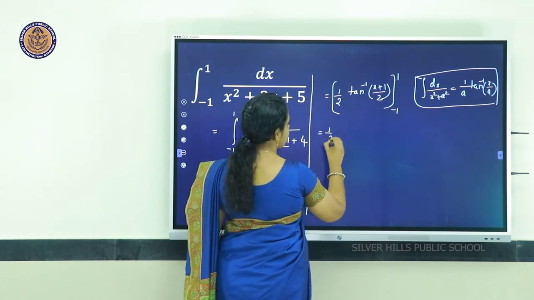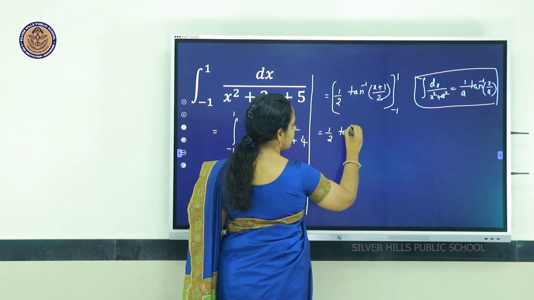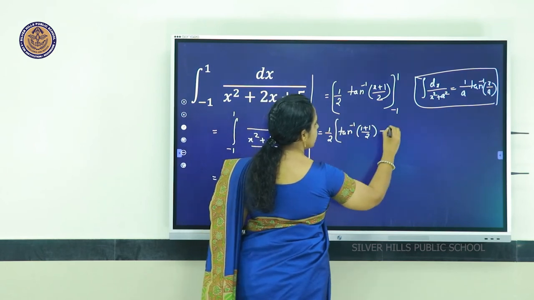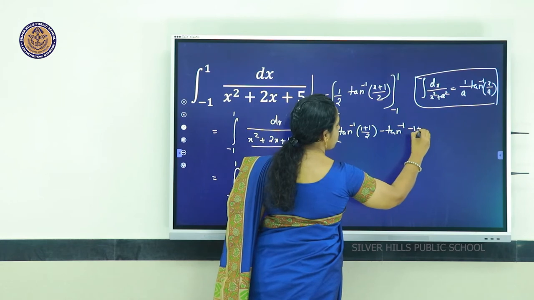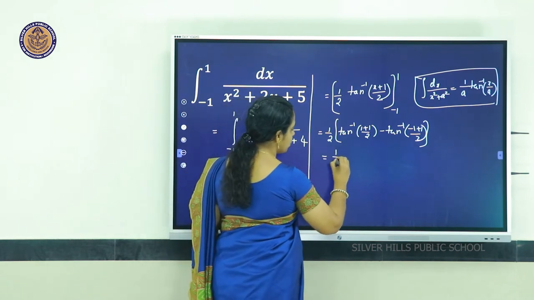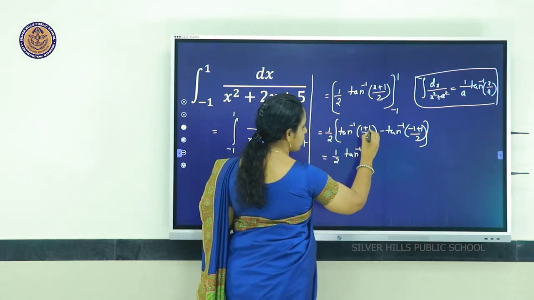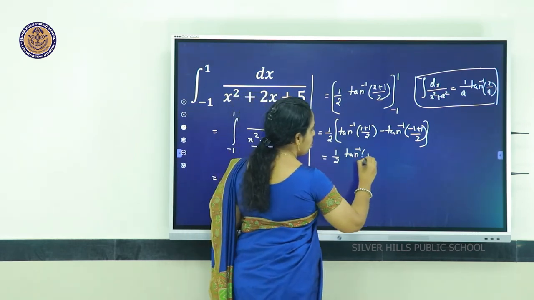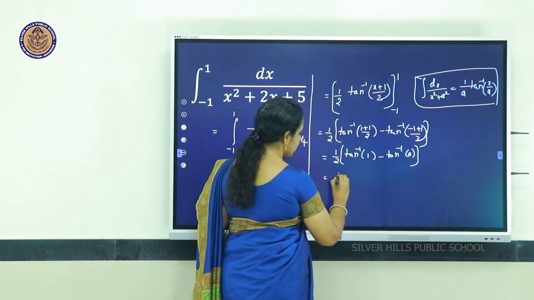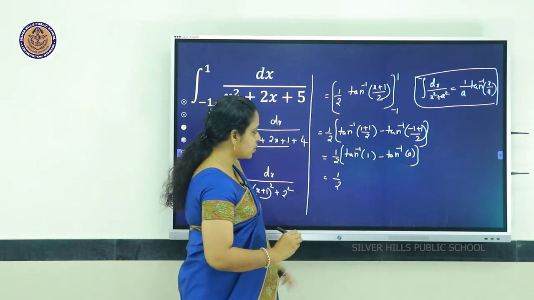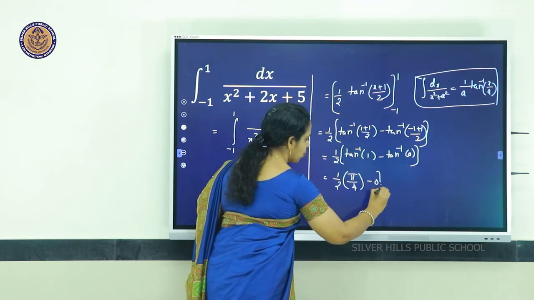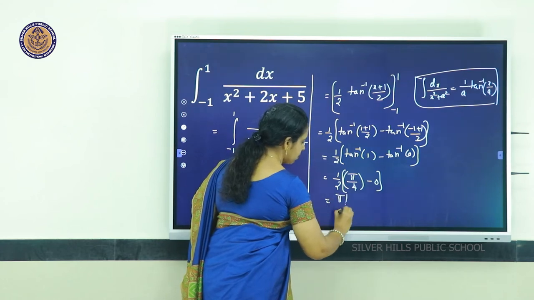1 by 2 we can take outside, giving the upper limit tan inverse of 1 plus 1 by 2, minus tan inverse of minus 1 plus 1 by 2, equal to 1 by 2 into tan inverse 2 by 2, which is tan inverse 1, minus tan inverse 0. And this will be 1 by 2, tan inverse 1 means pi by 4, minus 0. So, the answer will be pi divided by 8.